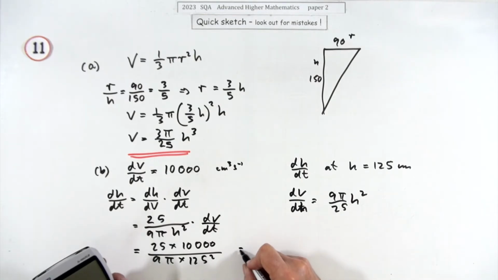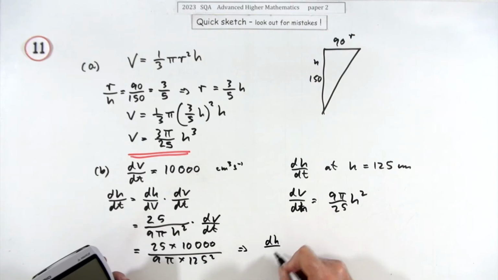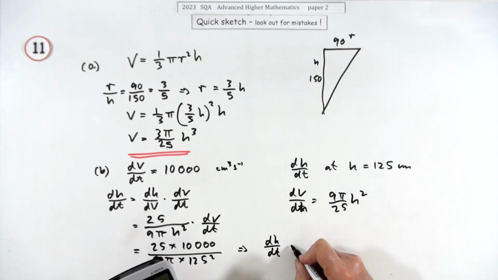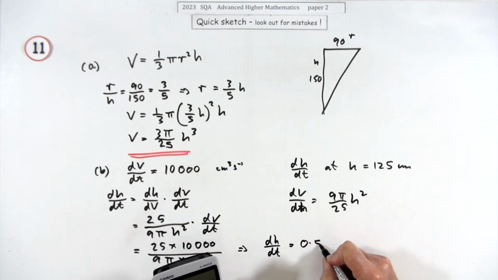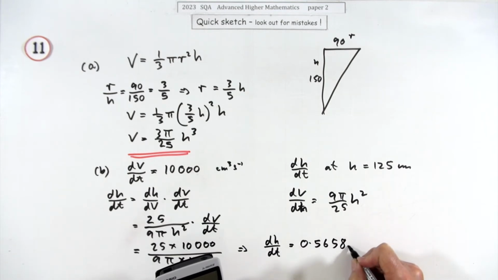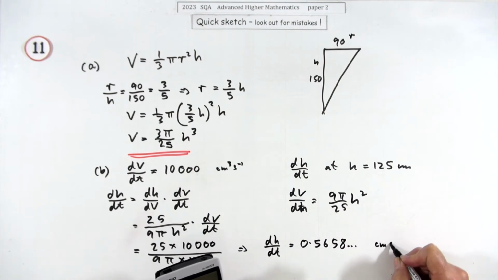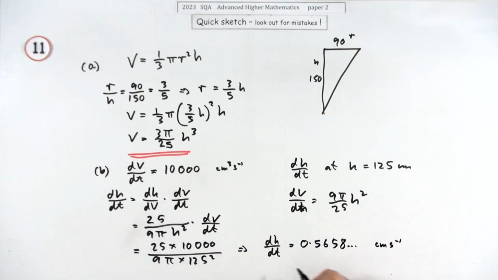So putting that in means that the rate at which the height is increasing at 125 centimetres should be 0.5658 and so on, centimetres per second. I don't know how they want that rounded off. 0.57, I'll say, centimetres per second.